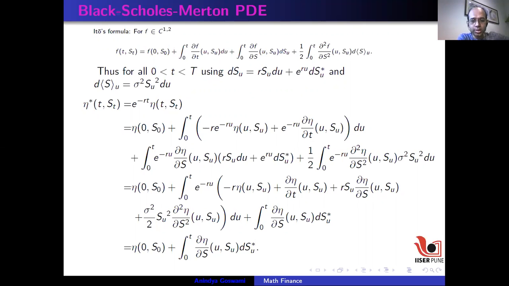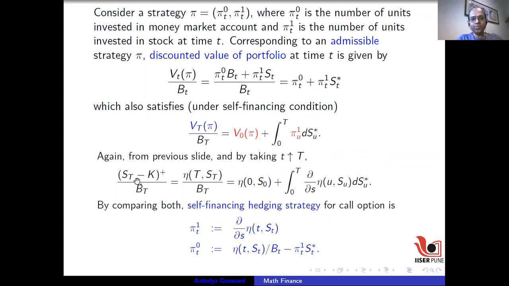No financial interpretation is required. With this you can see that this stochastic integral is also a continuous process, so it is continuous. Since it is continuous, you can allow small t to tend to capital T. So we take small t tending to capital T, and on the left-hand side we get (S_T − K)+ divided by the discount factor. On the right-hand side we get η(0), then the integration from 0 to capital T of ∂η/∂S, the partial derivative with respect to the second variable, times dS.